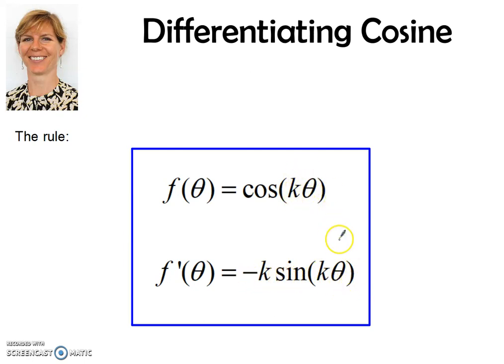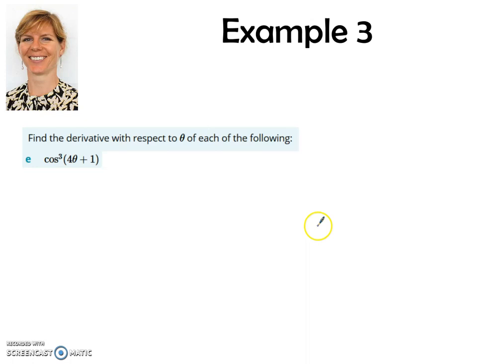So you'll often find that we talk about theta instead of x. Sort of depends, doesn't really matter which one you use, but often for angles we use theta. Okay, let's have a look at a couple of examples. So this one, again, it's a chain rule.